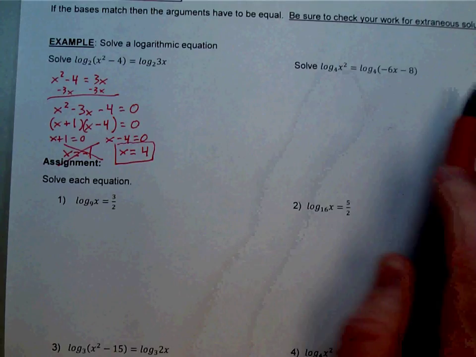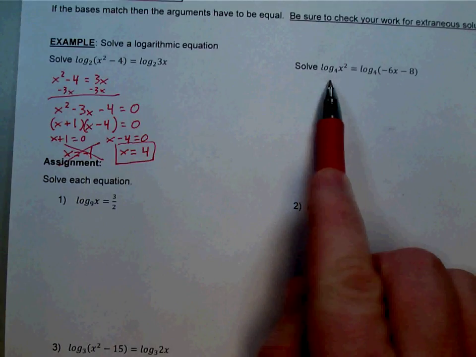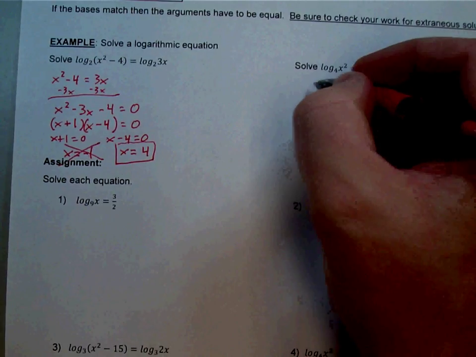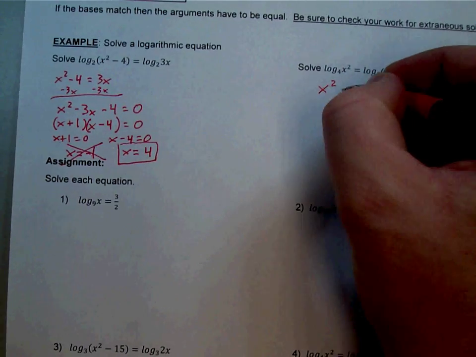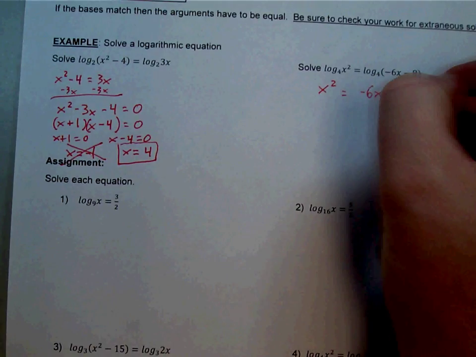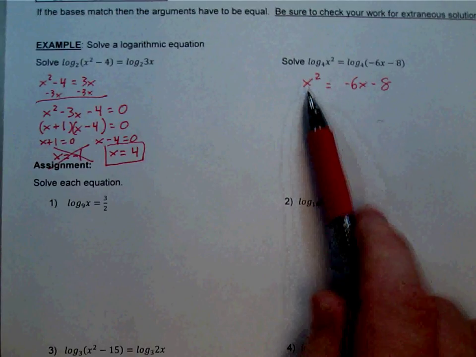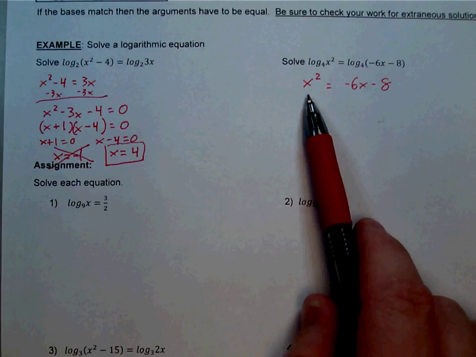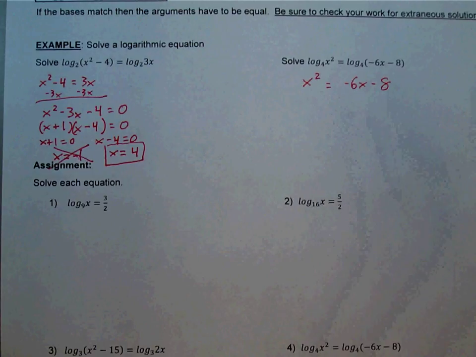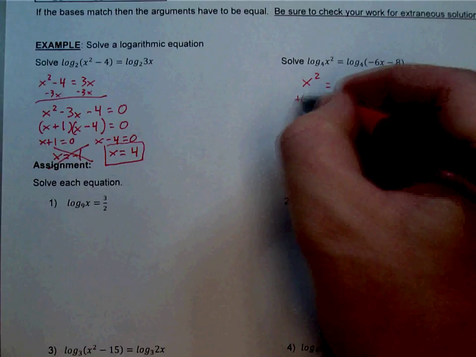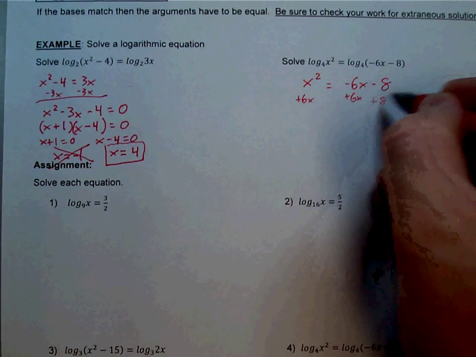The second one is very similar to that. Log base 4 of something equals log base 4 of something. They both have log base 4s, so I get to drop the logs, and I know then that x squared has to equal negative 6x minus 8. Just like the last problem, I want everything on one side so that it's set equal to 0. But I want the x squared to be positive, so I'm going to move everything to the left side. If I moved x squared to the right side, it would be negative. I don't want that. So that means I want to move 6x, so I would have to add it. And I want to move the negative 8, so I would add it also.